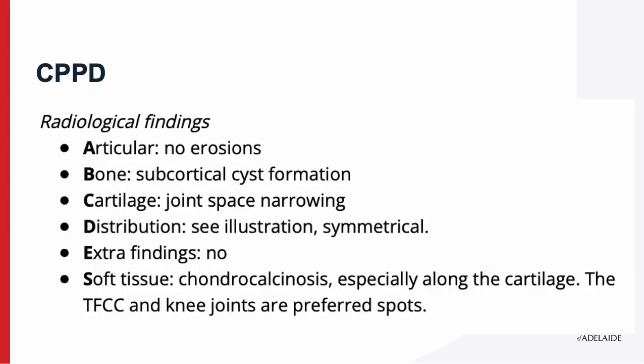So this A, B, C, D, E and S: articular, no erosions. Subchondral cyst formation, like in osteoarthritis. There can be joint space narrowing, again like in osteoarthritis. The distribution we've said is typical. The key feature within the soft tissues is this chondrocalcinosis.